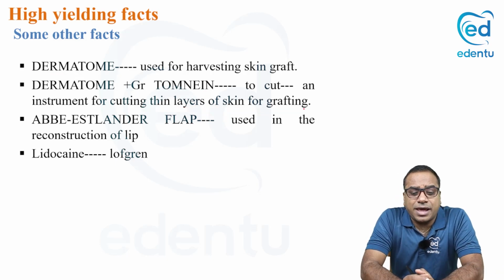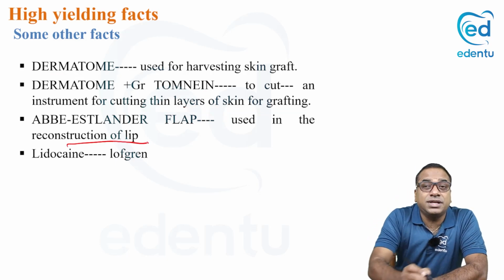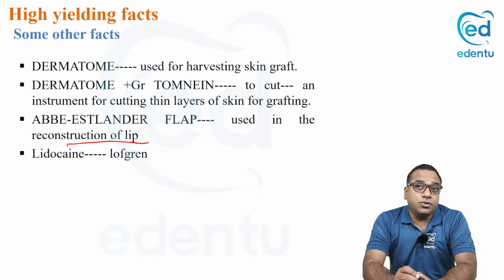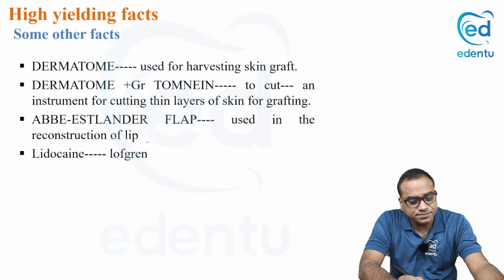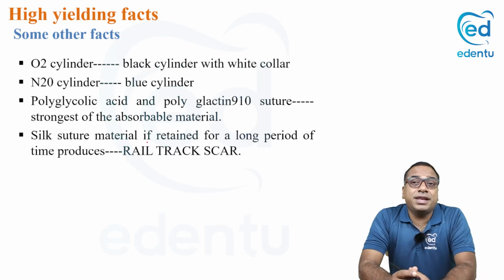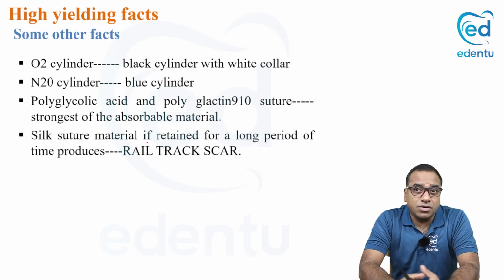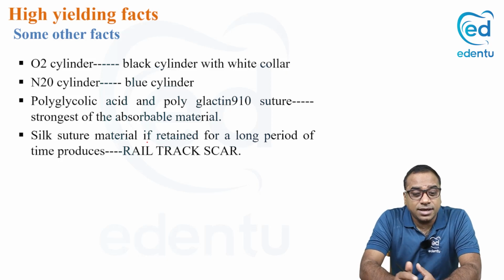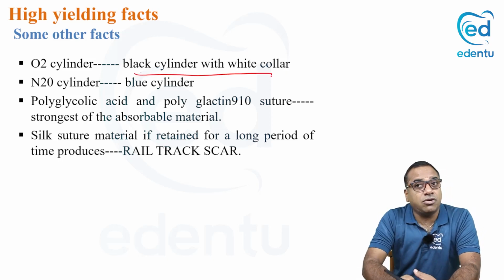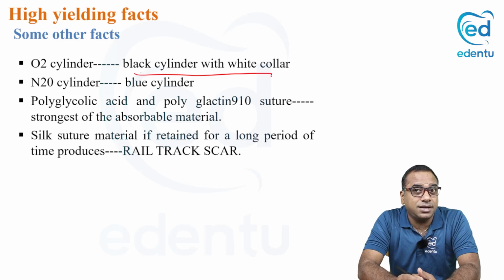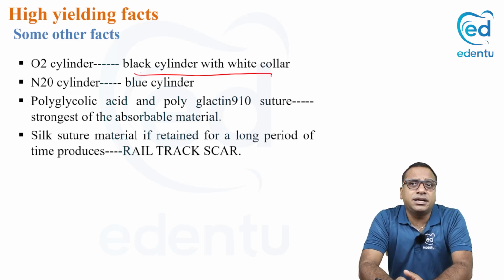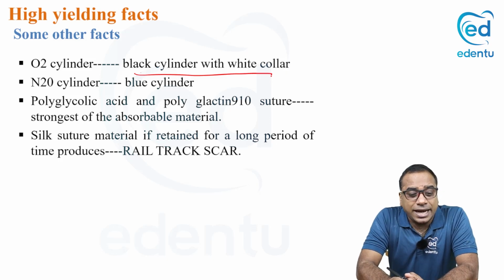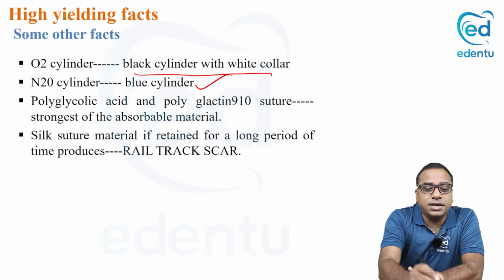Abbe-Estlander flap is used for the reconstruction of the lip. And lidocaine, Lofgren, this is a repeat that you should be knowing. So coming to the various cylinders in our OTs. Oxygen cylinder is a black cylinder with white collar. So please remember, it should be painted black with white collar. This is for easy identification. Nitrous oxide cylinder is a blue cylinder.